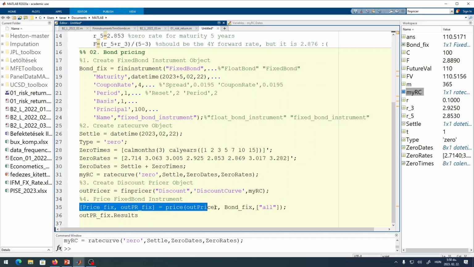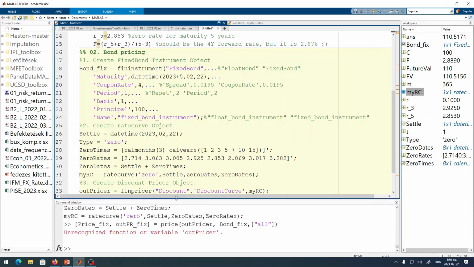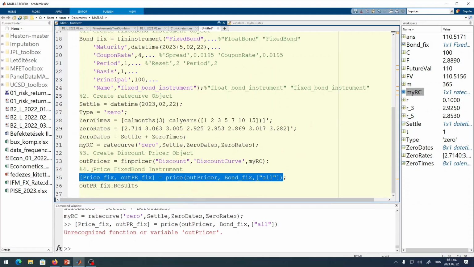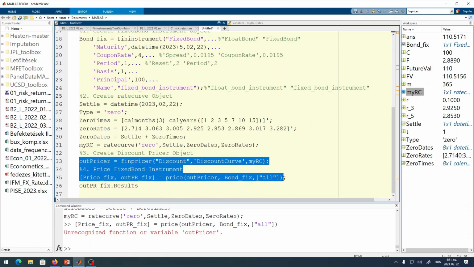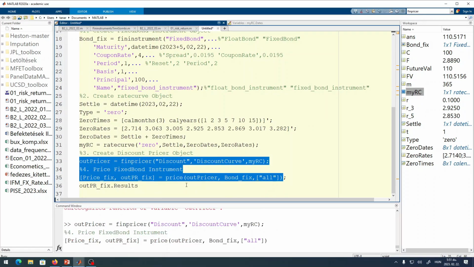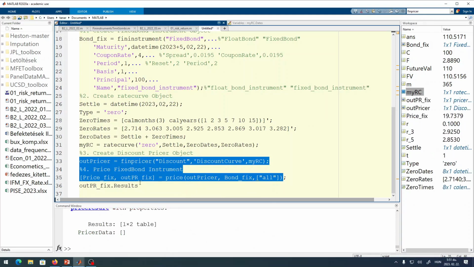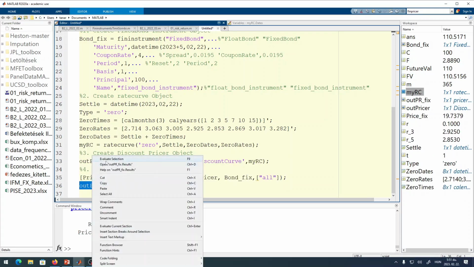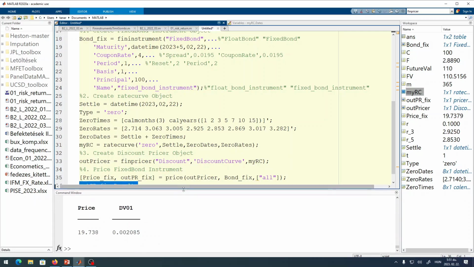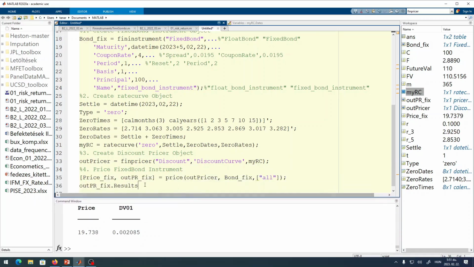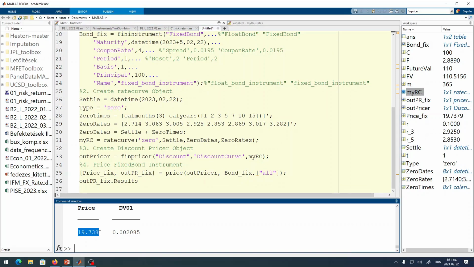Okay, and after that pricing. Ah, okay, I did not execute it, I was just talking, sorry. Yay, and after that, we have the price of this beautiful bond here.